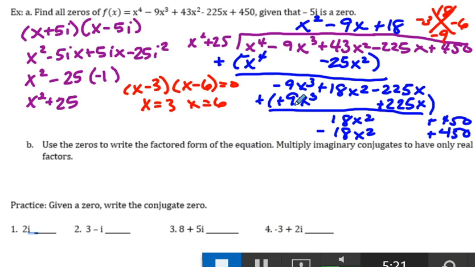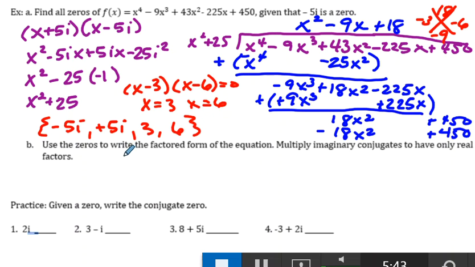Okay, remember that we also have imaginary zeros. We have an imaginary zero of negative 5i and of positive 5i. So to find the zeros, I'm going to write the negative 5i, the positive 5i, and the zeros we found from factoring, 3 and 6.